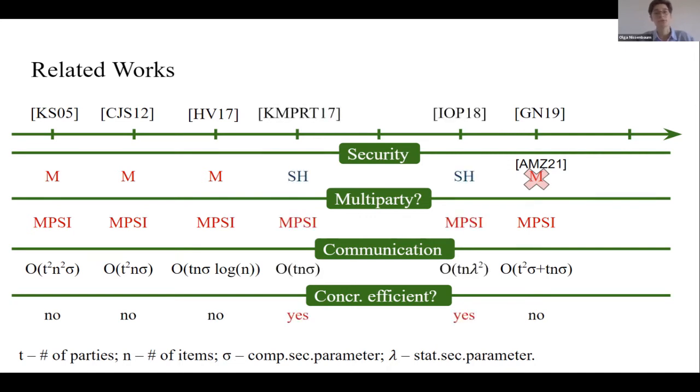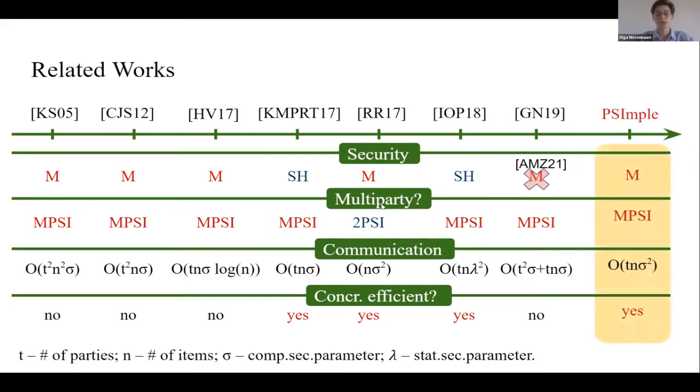Finally, most relevant to our work are the semi-honest secure MPSI protocol of Inbar et al. '18, with the Kolesnikov et al. '17 being the state-of-the-art semi-honest MPSI, concretely efficient with good asymptotics, and the efficient two-party maliciously secure PSI of Rindal and Rosulek '17. We achieve malicious security in the multi-party setting and concrete efficiency.